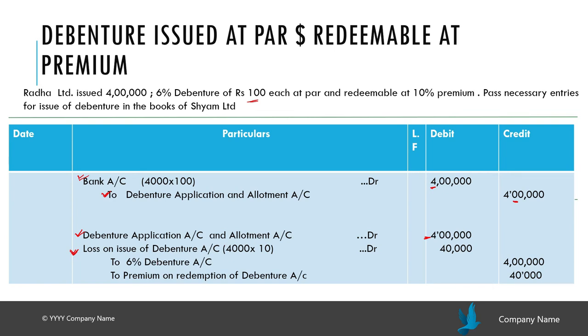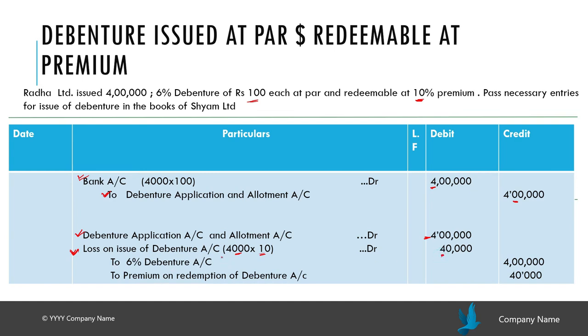So this should be written as loss on issue of debenture, 4,000 into rupees 10. It will be a loss for the company, and the company will definitely mention it in the books of accounts as loss on issue of debenture, because the company knows in advance that this value is not received but it is going to be paid at the time of redemption.